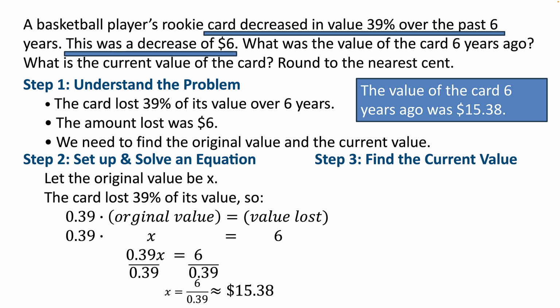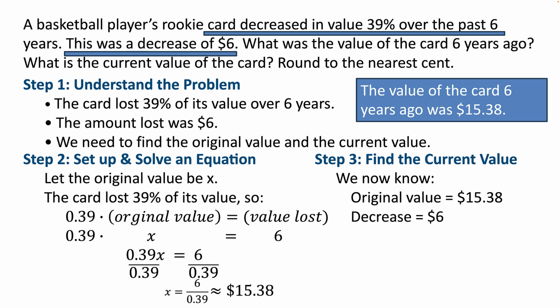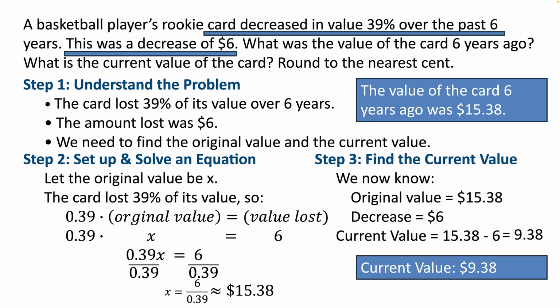Now let's find the current value of the card. We don't need to write an equation here. Let's look at what we already know. We know the original value of the card was $15.38. We know it decreased by $6. So the current value of the card has got to be $15.38 minus 6, which gives us $9.38. That means that the current value of the card is $9.38.